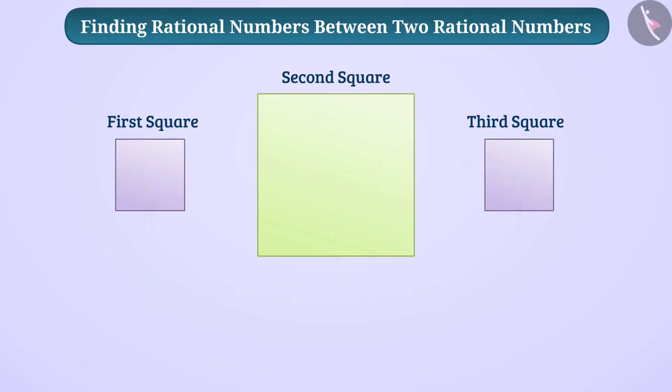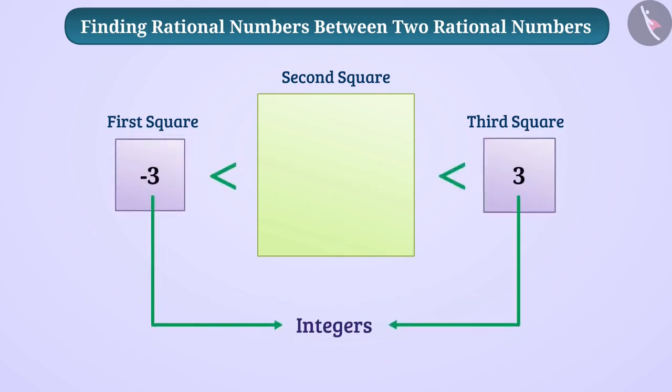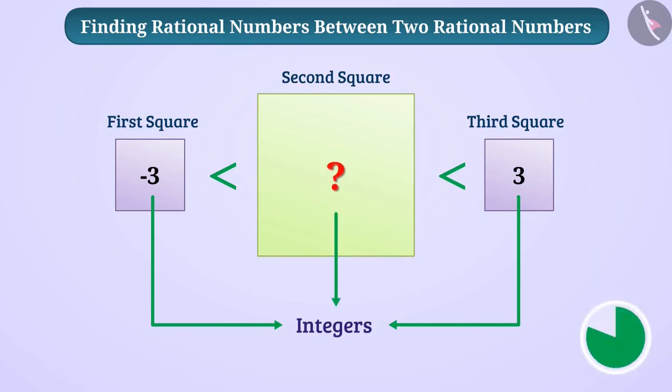Now suppose we write integers -3 and 3 in the first and third squares. Then tell which integers can be written in the middle square. Think. Your answer is absolutely correct. In this, we can write -2, -1, 0, 1, 2 integers. Apart from these, we cannot write any other integer. In this way, there are fixed integers between any two integers.